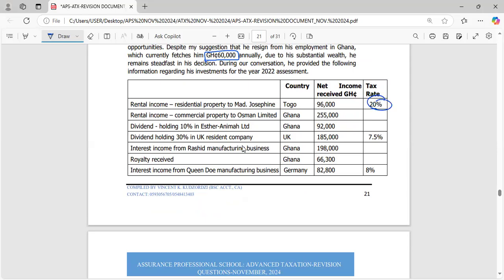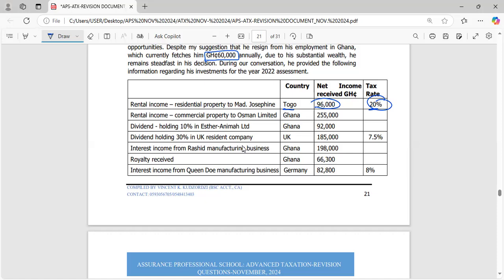20% tax was deducted. So it means in determining his assessable income, this is a foreign income. So we have to gross up this amount and add it to his income. We have to gross it up. Just divide it by what? 0.8, you get the gross.